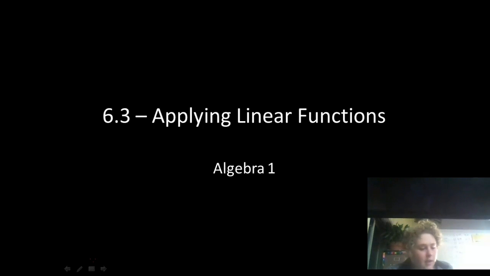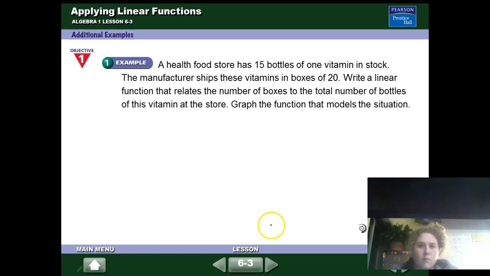Okay, today we are working on 6.3, which is applying linear functions. And we need to be able to pull out the important information from word problems. So today does involve more of your complex word problems, which I know is your guys' favorite. So now, as we pull out important information here.